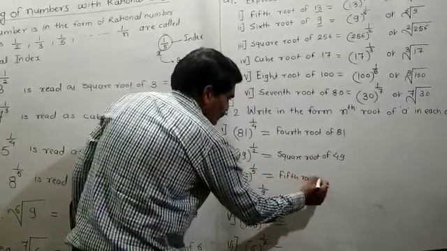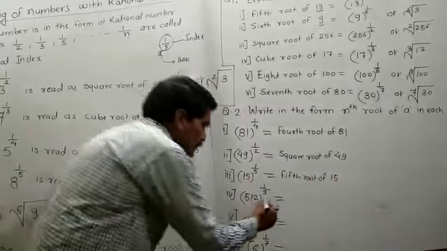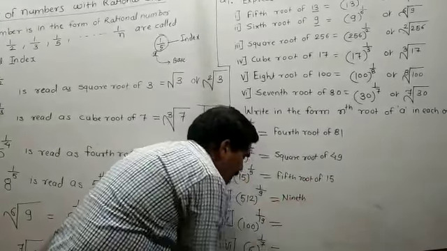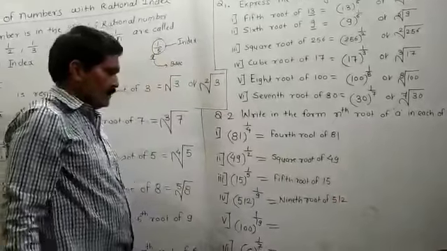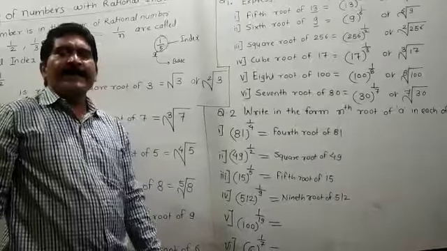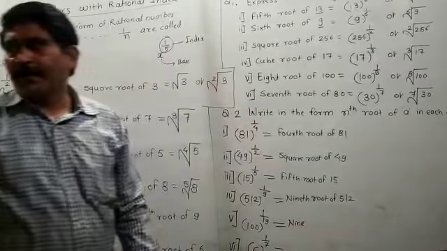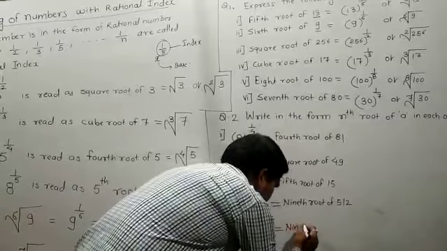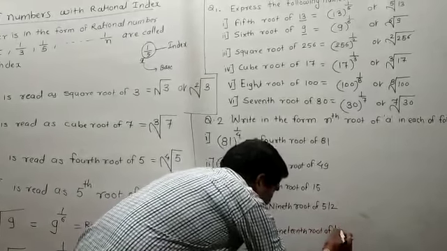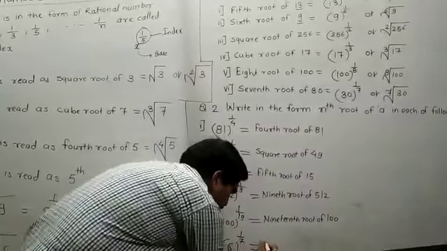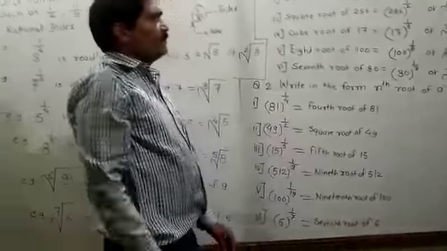1 upon 5 means 5th root. 5th root of 15. 1 upon 9 means 9th root. 9th root of 512. 1 upon 19 means 19th root. 19th root of 100. 1 upon 7 means 7th root. 7th root of 6.